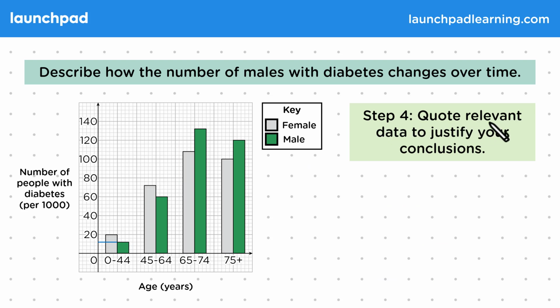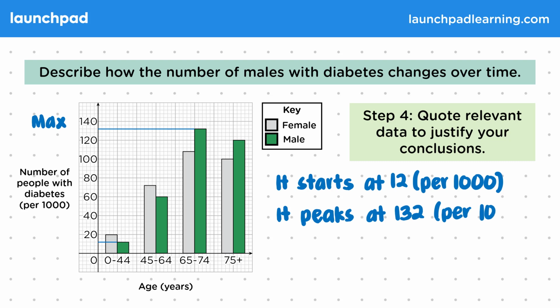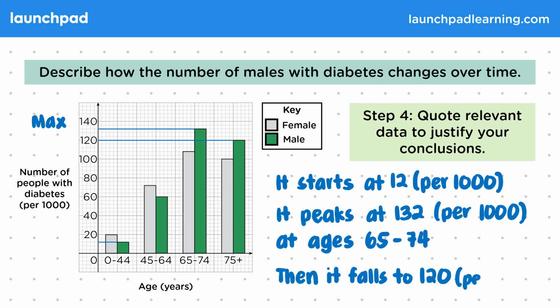Step 4, quote relevant data to justify your conclusions. So the number of males starts at 12 per 1,000 that have diabetes. That measurement is taken from the top of the green bar for the 0 to 44 age category. The max point lies here, so it peaks at 132 males per 1,000. This falls in the age category 65 to 74. After this point, it falls to 120 per 1,000, measured from the top of the 75 plus age range.